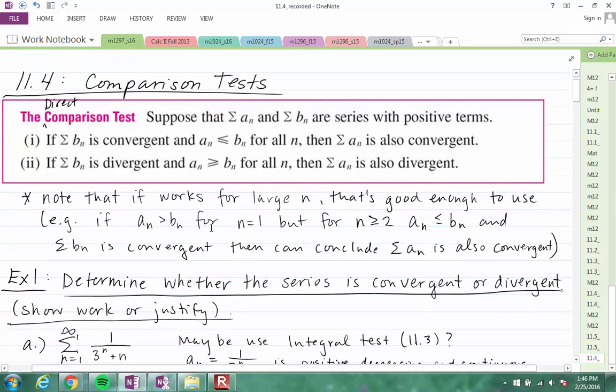A note here, if we have this relationship for n that's fairly large, but it's not working for n equals 1, n equals 2, n equals 3 even, something like that, it's okay to go ahead and use the comparison test.